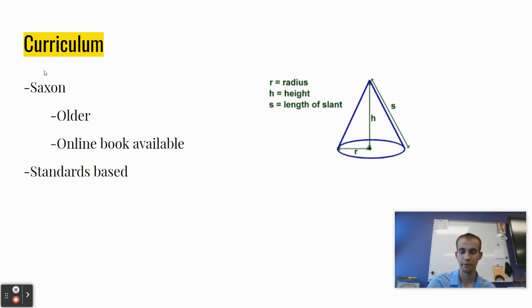Our math book is called Saxon Math. Some of the students have the physical book available to them. However, this is likely the last year that we're going to use this curriculum, and some of the books got lost over the years. So a lot of the students also have other options.